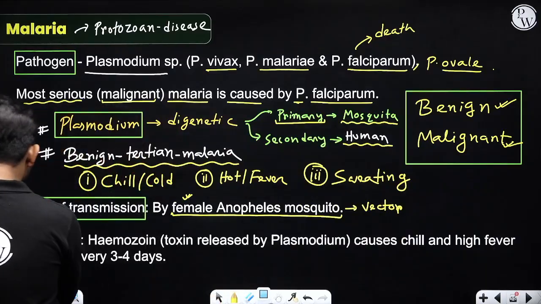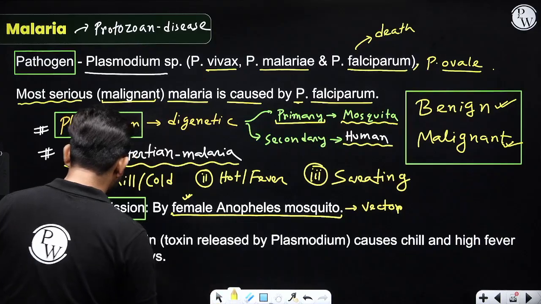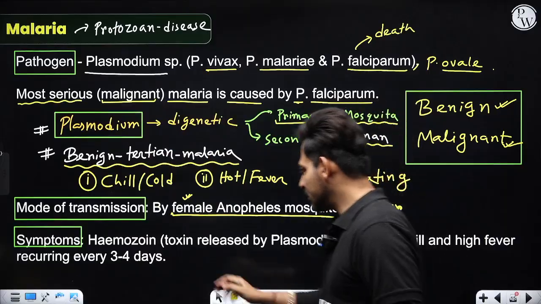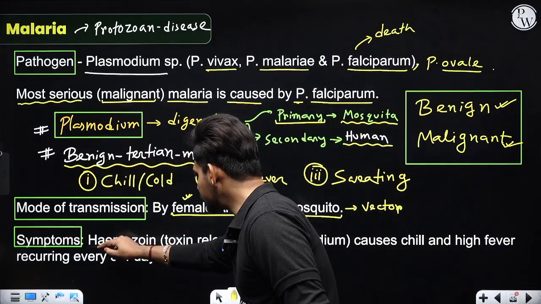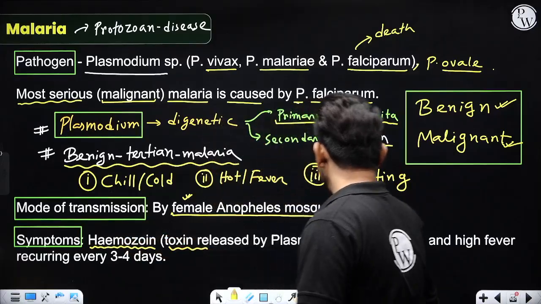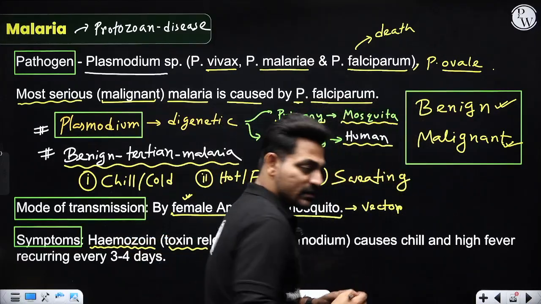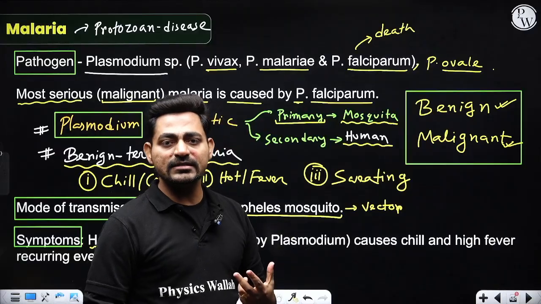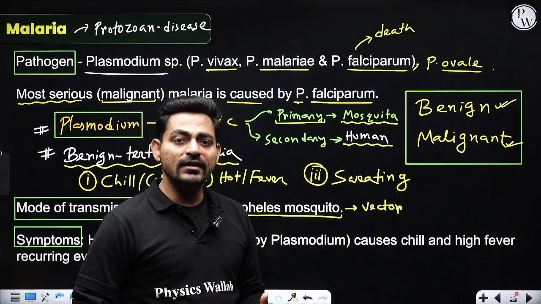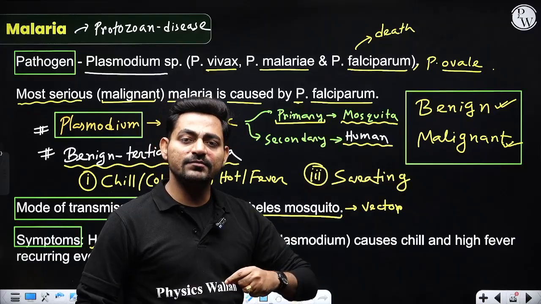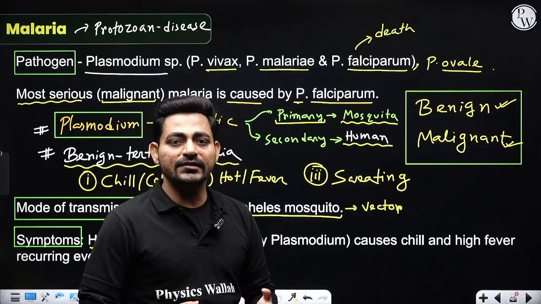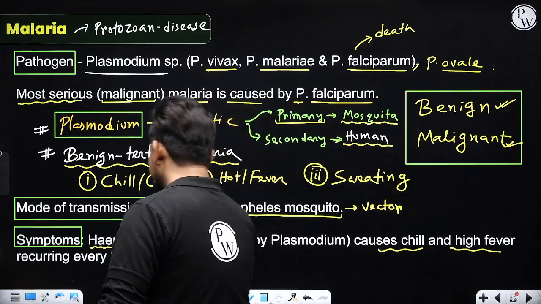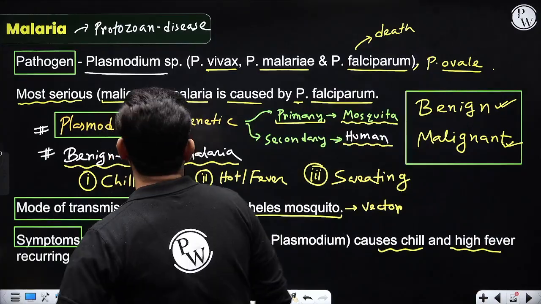And the symptoms of malaria: when they attack our RBC, a toxin is released, and that is called hemozoin toxin, right? This toxin is released into our bloodstream, and our hypothalamus keeps checking our blood quality, and when it finds some toxic material in the blood, it will increase the body temperature, causing chill and high fever every 3 to 4 days.